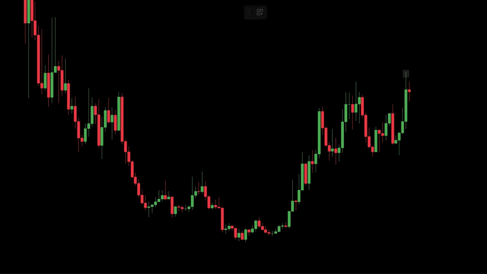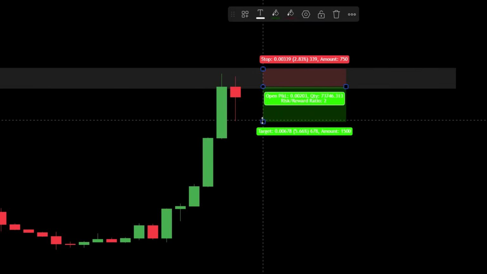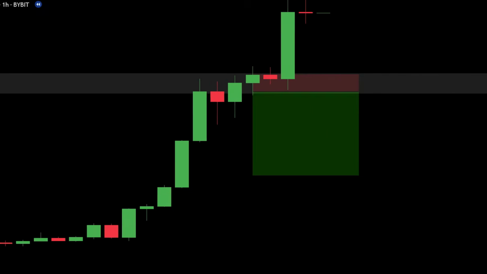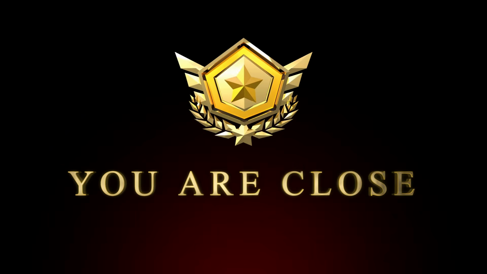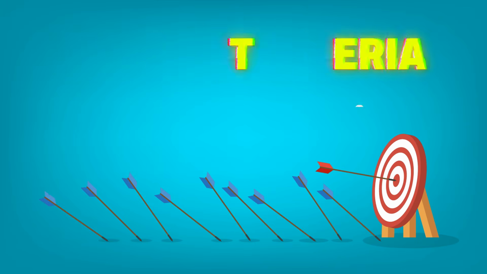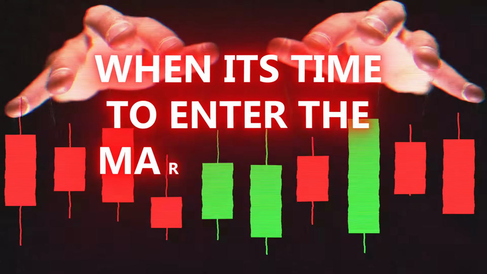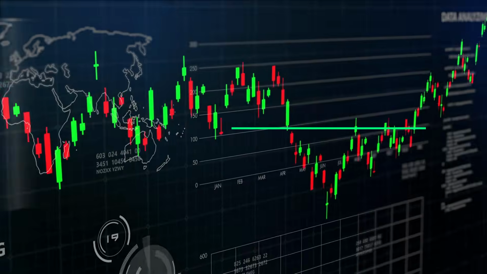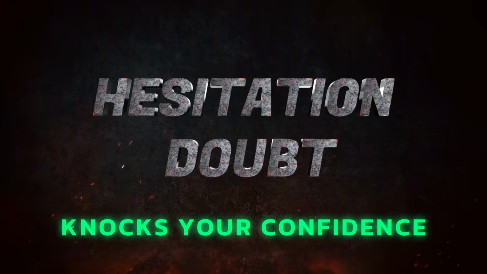If you're like me a few years ago, you've probably marked up solid key levels. You've watched price dance around them and still found yourself getting stopped out or watching the move leave without you. You realize you are close, but something's missing: the actual entry criteria. You've studied smart money concepts, you know about liquidity, fair value gaps, change of character, break of structure, but when it's time to enter, the market plays tricks on you. You either jump in without confirmation or you wait too long and watch the move run without you. This leads to hesitation, doubt, and really takes a knock at your confidence.